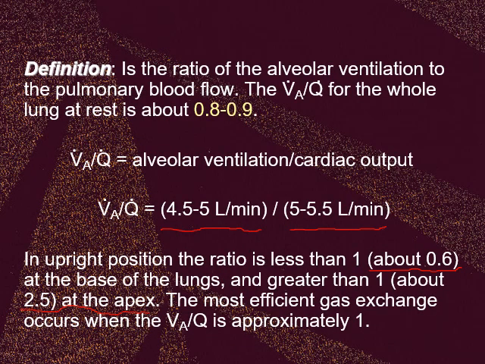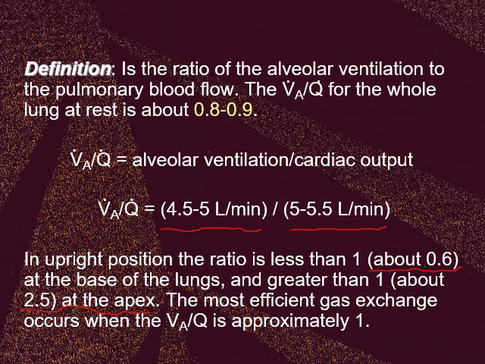Definition of the ventilation perfusion ratio. The ventilation perfusion ratio is the ratio of the whole ventilation to the pulmonary blood flow. The ratio for the whole lung at rest is about 0.8 to 0.9. This ratio is simply obtained by dividing the alveolar ventilation by the cardiac output. And since the alveolar ventilation is 4.5 to 5 liters per minute divided by 5 to 5.5 liters per minute, the ratio comes out as 0.8 to 0.9.